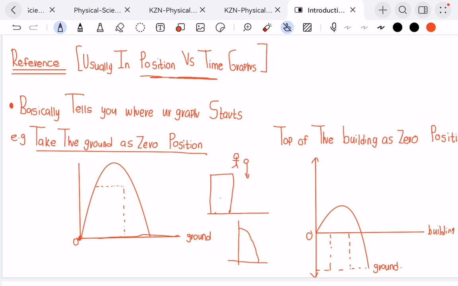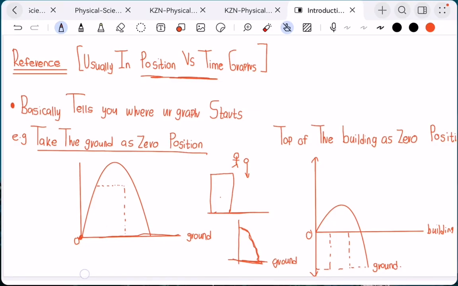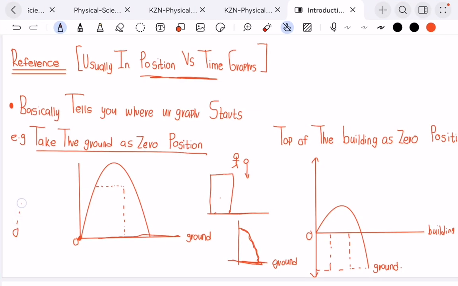right? So this is my ground. I basically place this object here, and it's going to go down, then hit the ground. For this particular scenario, it's like you are throwing a ball up like this. This is where your ball is going to start, and this is your ground, where you're going to hit the ground. So that's what they're basically telling you when they say take the ground as your reference position, or as a zero position.